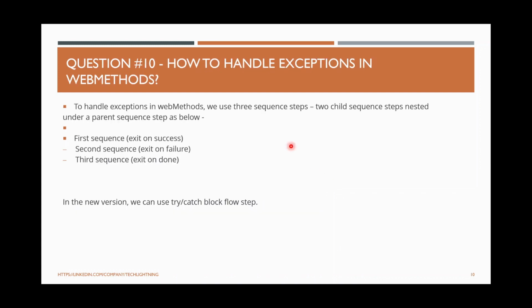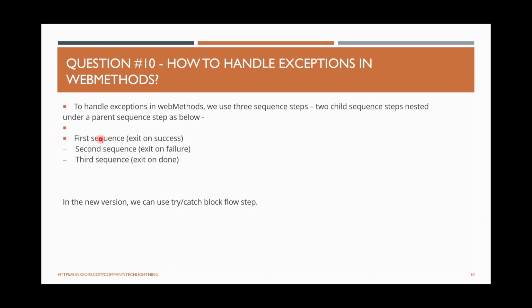I'll move on to the next one. How to handle exceptions in webMethods. Mainly in webMethods, if you want to handle a failure, we add a try catch block. How do we add it? We will add 3 sequences. There is a main sequence where we set exit on success, and under that we will have 2 child sequences. One will have exit on failure and the other one will have exit on done.